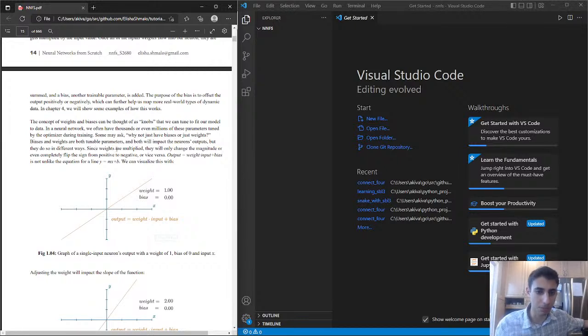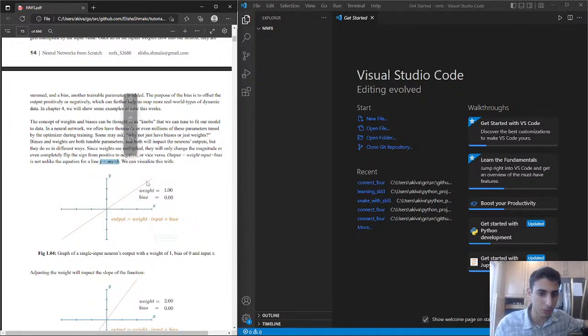Since weights are multiplied, they will only change the magnitude, or even completely flip the sign, because if you imagine we multiply by -1, it flips from positive to negative, or vice versa. So the output of every neuron equals the weight times the input, or all of the weights times all of the inputs, plus bias. This is not unlike the equation of a line. So exactly the thing, y = mx + b.